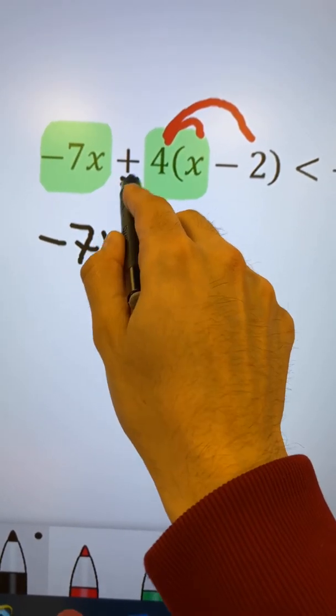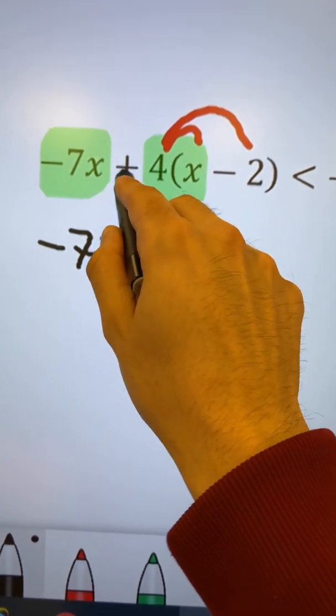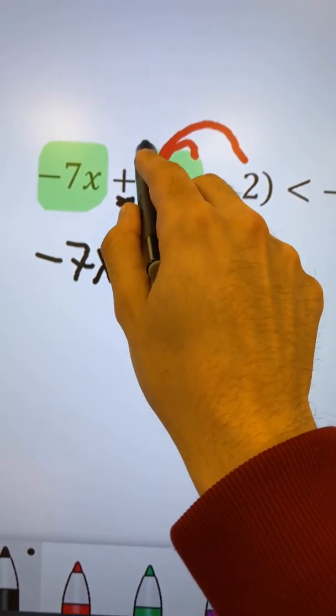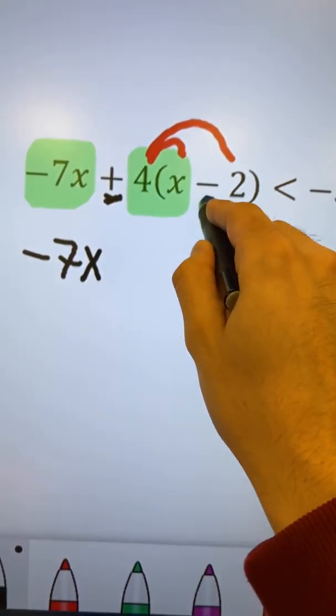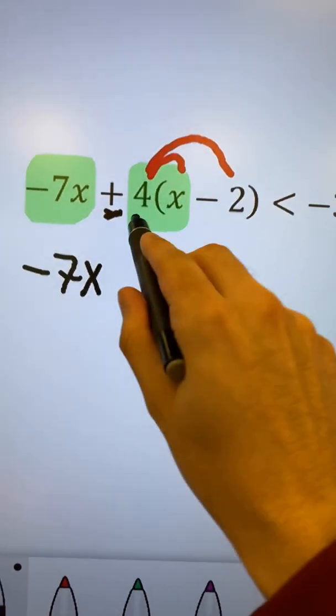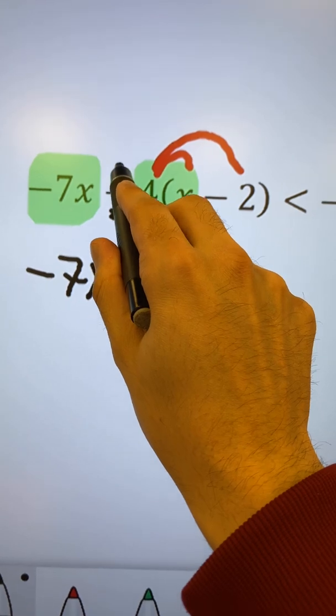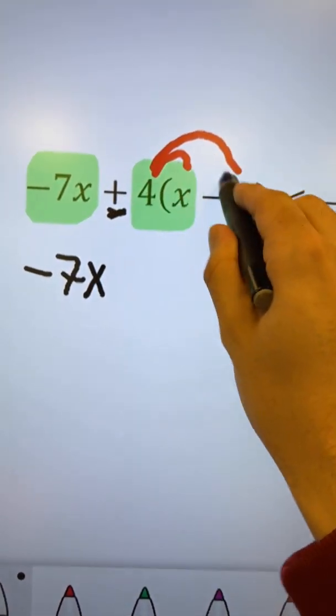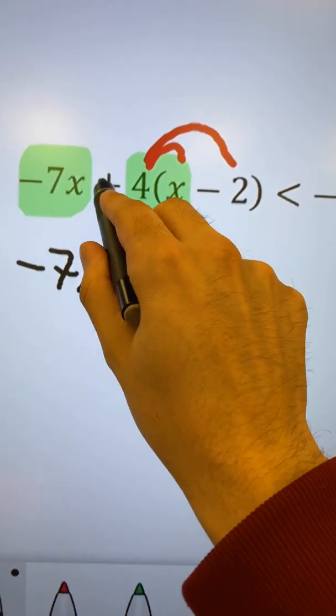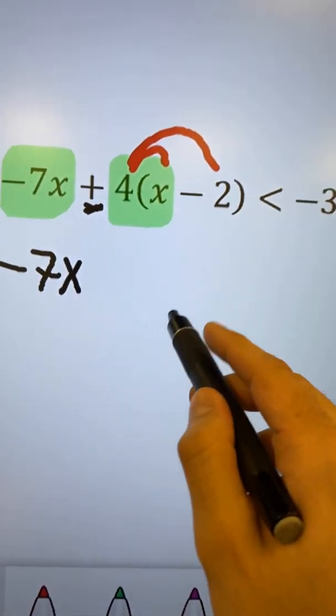This is a positive, so I don't have to worry about it. But if it was minus, then you've got to remember that you would be distributing a negative number into here. So that affects your answer. So always pay attention to if this is plus or minus. Because if it was minus, it would be negative 4 times x and negative 4 times negative 2. So keep that in mind. But since it's positive, then I know I'm just distributing a positive 4.